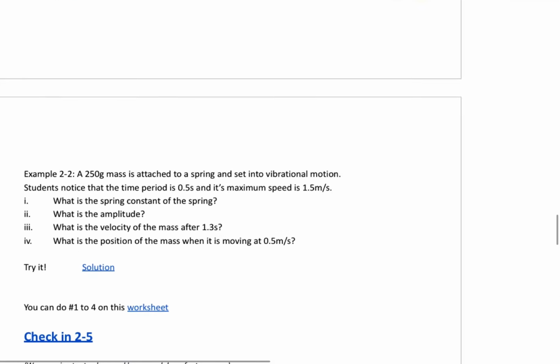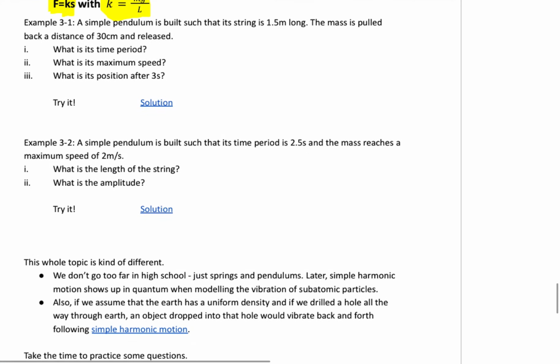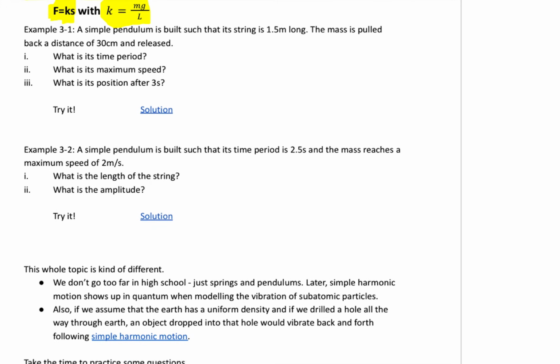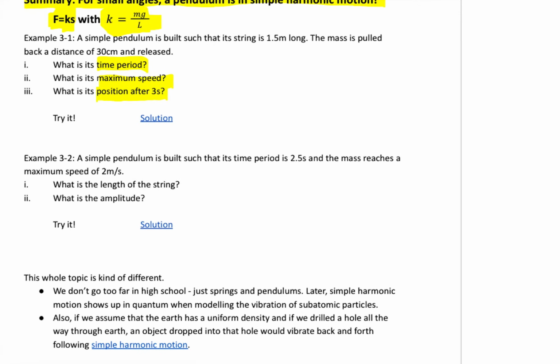Okay, scrolling back down, you can try these examples now or work through these examples now. You've already got the equation for time period. There's an equation up there for maximum speed, just sub in mg over L. There's an equation for x at a specific time. It's that A cos omega t thing. Omega's got a k in it, so just sub in mg over L into your omega. That's kind of how simple harmonic motion works.